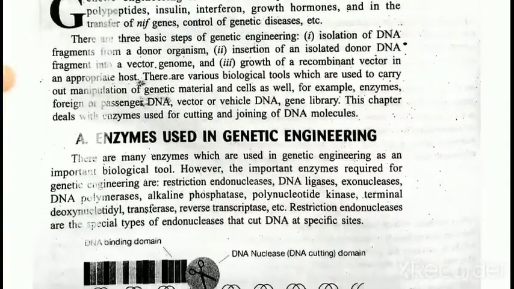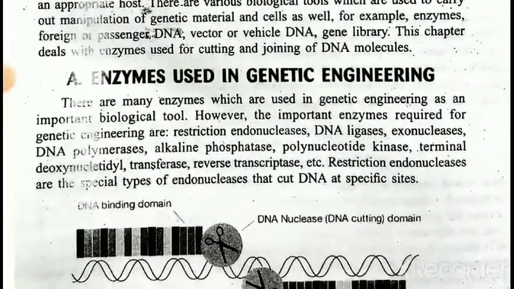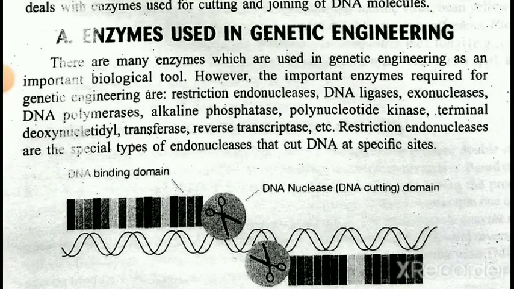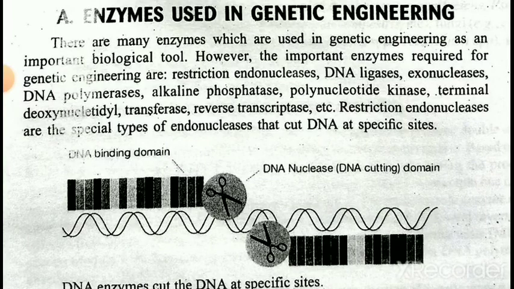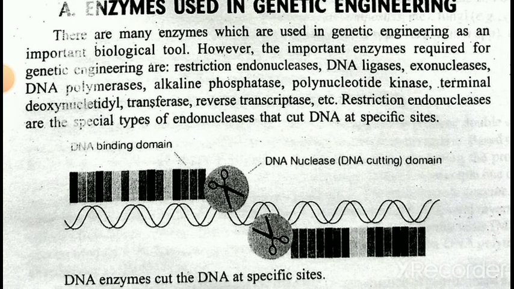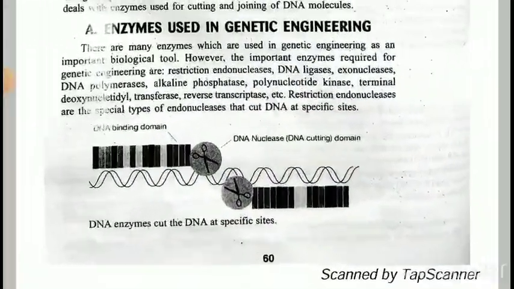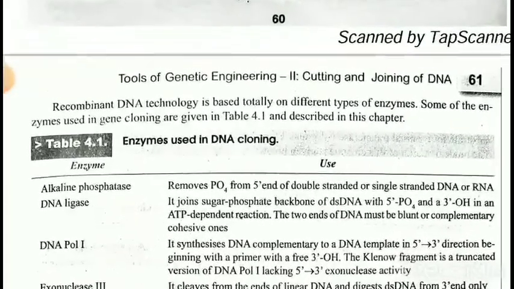There are many enzymes which are used in genetic engineering as an important biological tool. However, the important enzymes required for genetic engineering are restriction endonucleases, DNA ligases, exonucleases, DNA polymerases, alkaline phosphatase, polynucleotide kinase, terminal deoxynucleotidyl transferase, reverse transcriptase, etc. Restriction endonucleases are special types of endonucleases that cut DNA at specific sites. Recombinant DNA technology is based totally on different types of enzymes.